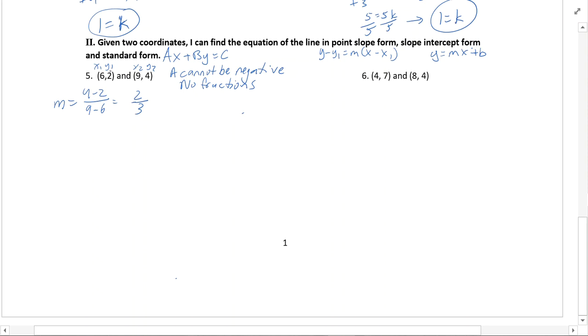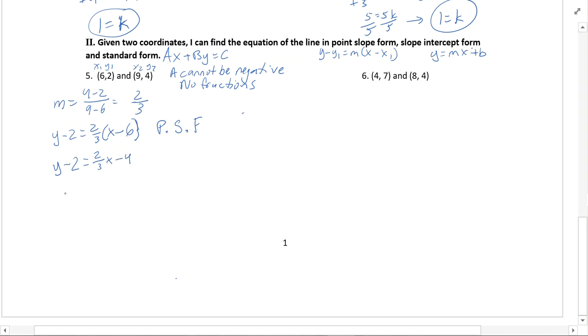Technically, you can use either one of these, but we always want to use the first one just for the sake of consistency. So we're going to say y minus 2 is equal to the slope, 2/3, x minus x1, which is 6. All right, so now that I have this, this is point slope form. And I just abbreviated there, okay? To get it into slope-intercept form, we have to distribute the slope to what's inside the parentheses. So we have y minus 2 is equal to 2 over 3x minus 4.